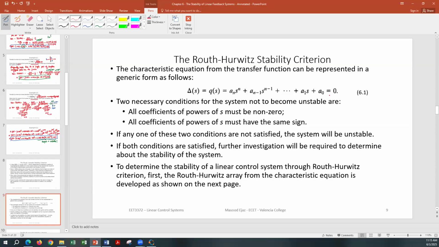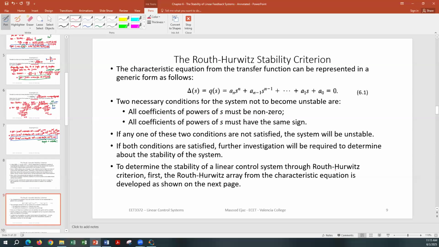If any of these conditions are not satisfied, the system will become unstable. And sometimes you will see that if both conditions are satisfied, further investigation will be required to determine the stability of the system. As I said, if both of the conditions are satisfied, then you still have to further investigate if the system is stable or unstable. But if any condition is not satisfied, then the system is going to be unstable.